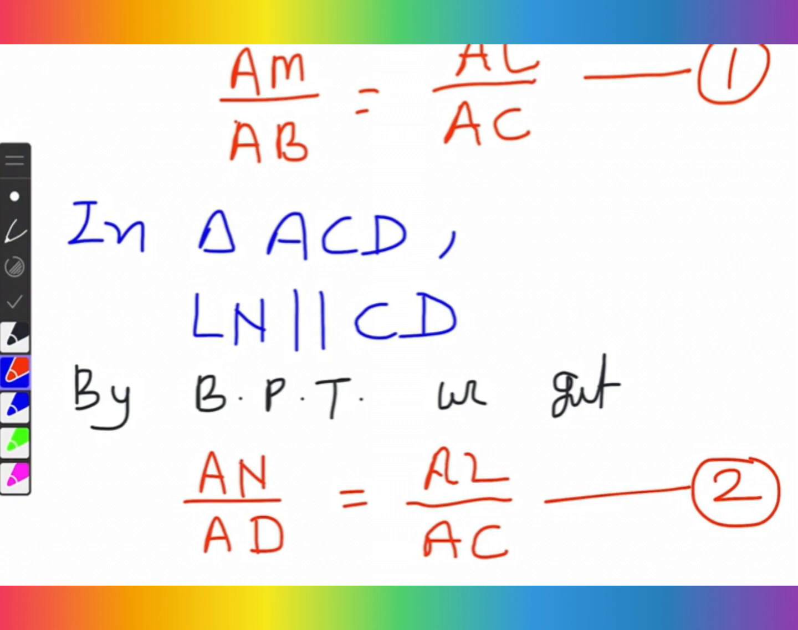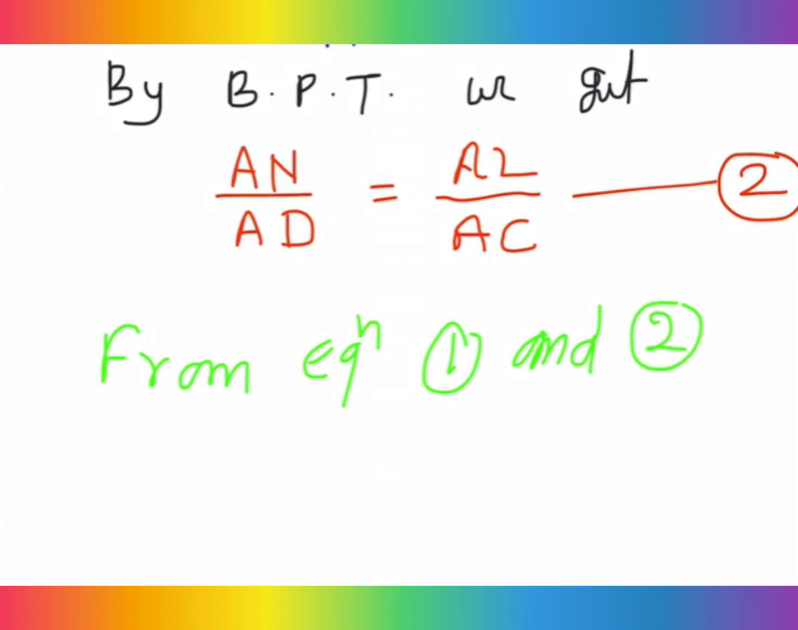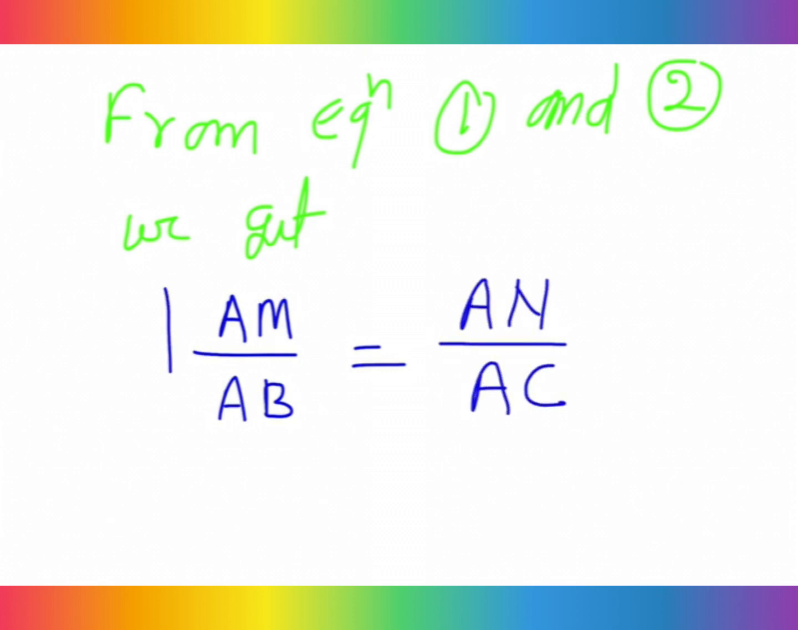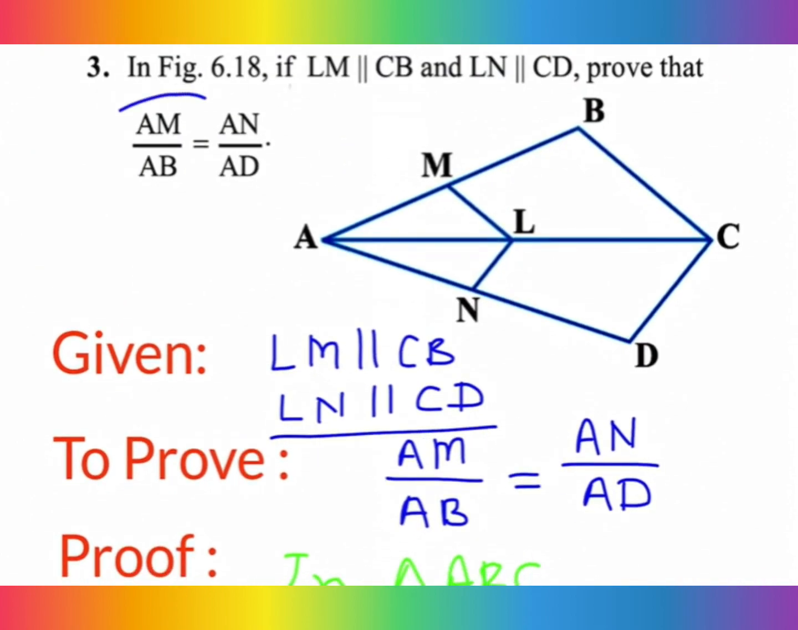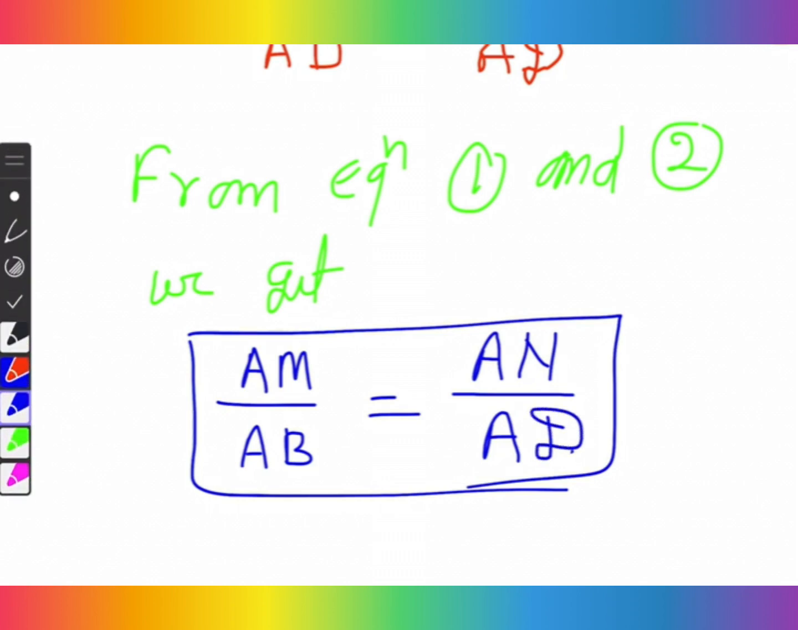So from equation 1 and 2, we get our requirement: AM divided by AB equals AN divided by AD. The question says to prove that AM divided by AB equals AN divided by AD, so here you will write AD, only AD. So finally you can write: hence proved.